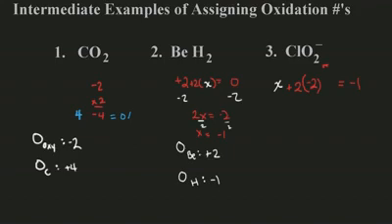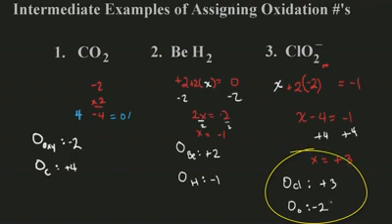We're going to multiply in order to get x minus 4 equals negative 1. Then if you add 4 to both sides, you're going to get x equals a positive 3. So the oxidation number for chlorine is going to be a plus 3, and for oxygen, a minus 2.